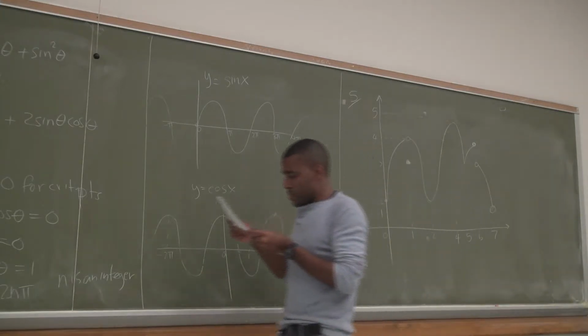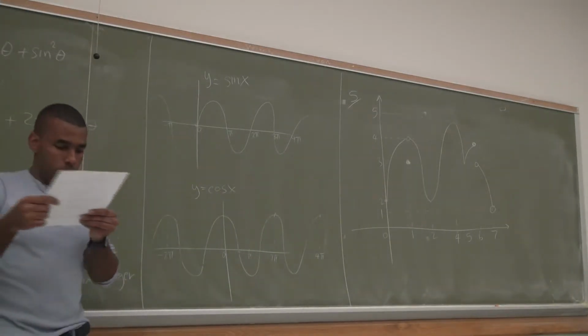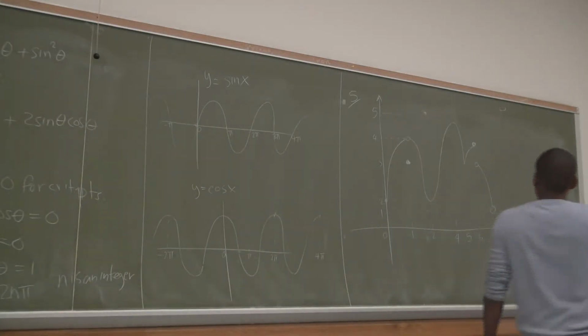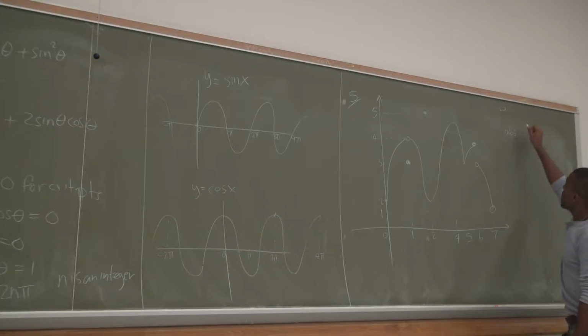Okay, use the graph to say the absolute and local maximum and minimum values of the function. Absolute max, absolute min, local max, local min. Okay, I think that's it. So how would we do this?